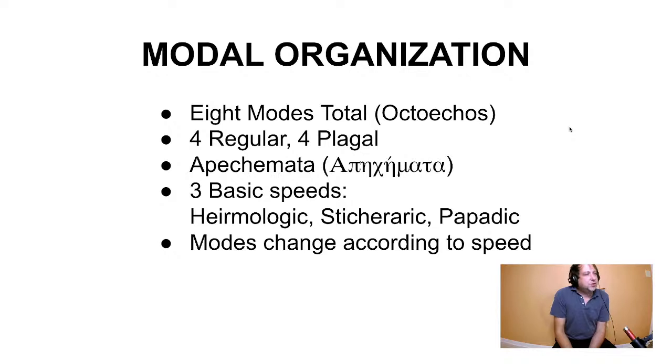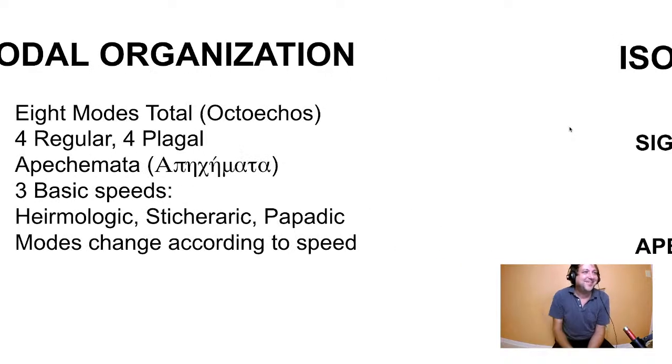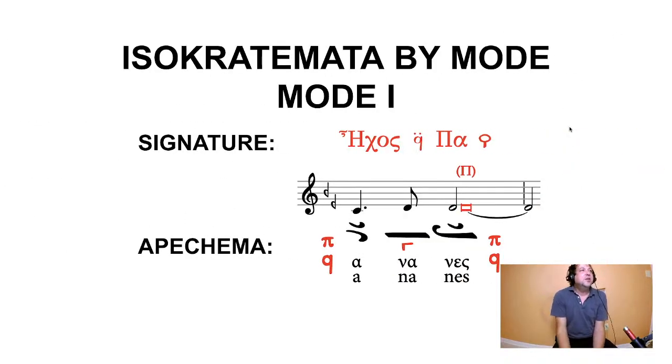And the modes do change according to speed. There are rules for each mode and each speed. So really, it's not just eight modes. It's eight modes times three, 24, plus probably another 3,000 exceptions. So as you can tell, it's very clearly and efficiently organized. Welcome to the chaos. So we're just going to go through some of the isokratimata by each mode.